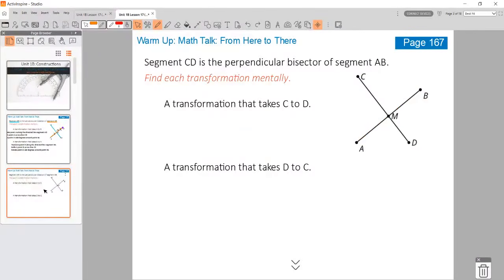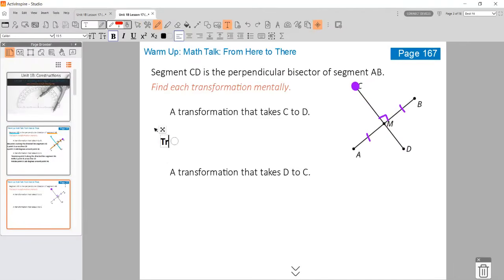Now, when we talk about C to D and D to C, we don't have as many options because this is the perpendicular bisector of this segment, not of CD. So we can only translate this time because we don't have the perpendicular bisector. So we can translate along the segment CD. So translate point C along the directed segment C to D. So we can do that.